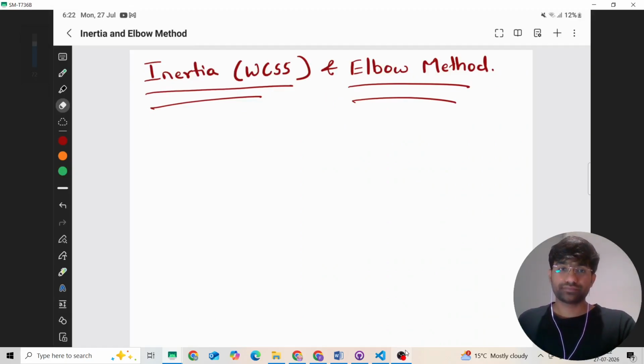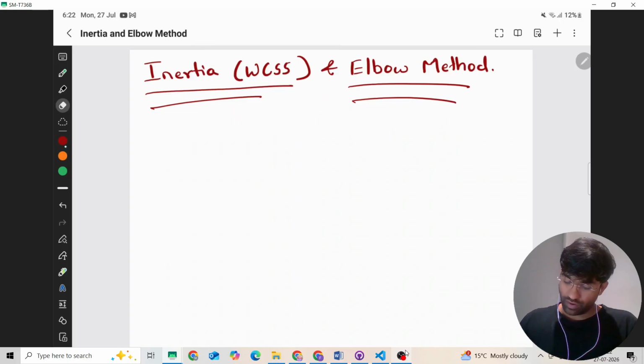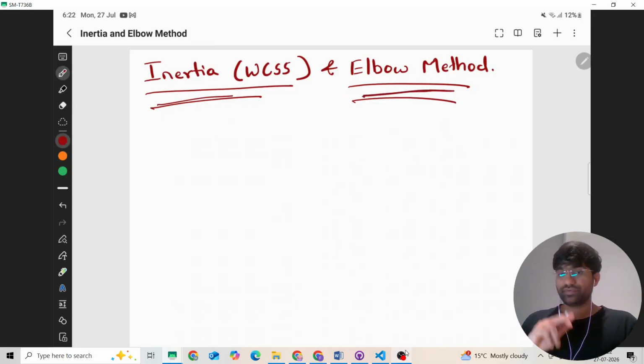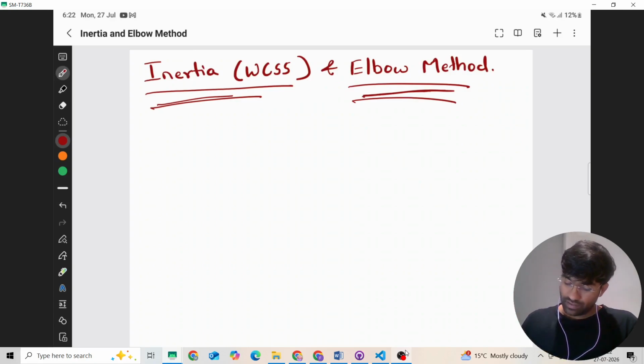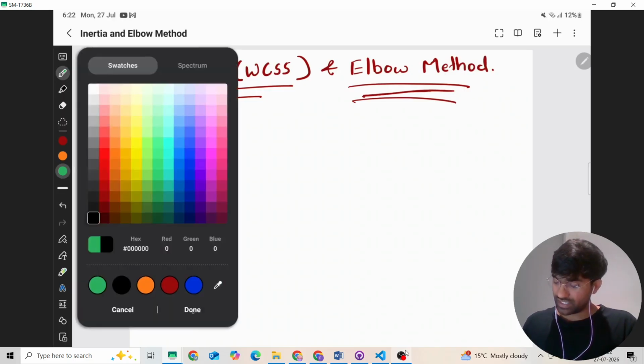Welcome back. In the previous video, we learned about the k-means algorithm and its working, step by step. In this video, I'm going to teach you about inertia and the elbow method. What are these? In the previous video, we selected the k value randomly as 5. We randomly selected the number of clusters. But the standard way of selecting the k value is inertia and the elbow method.